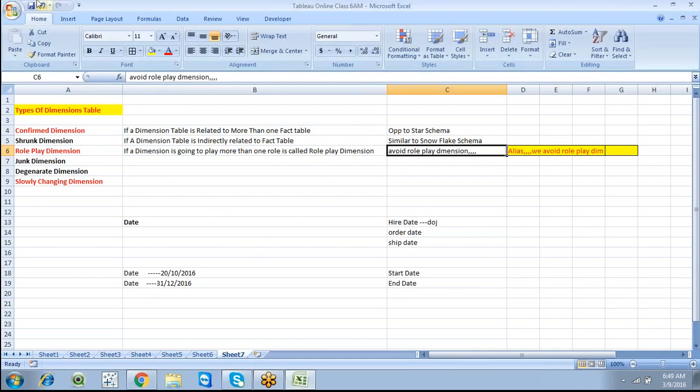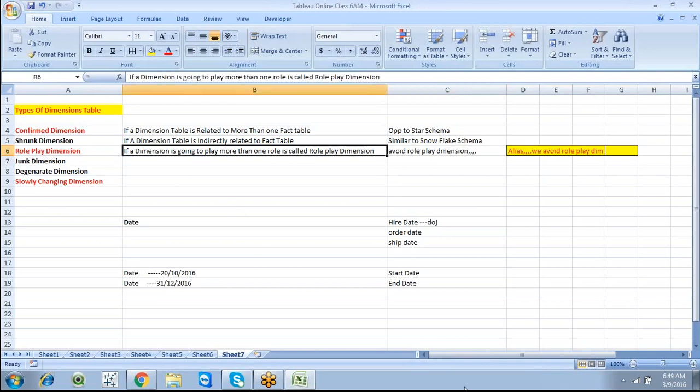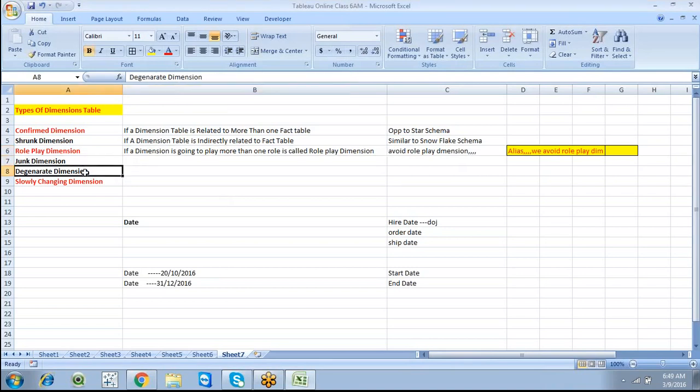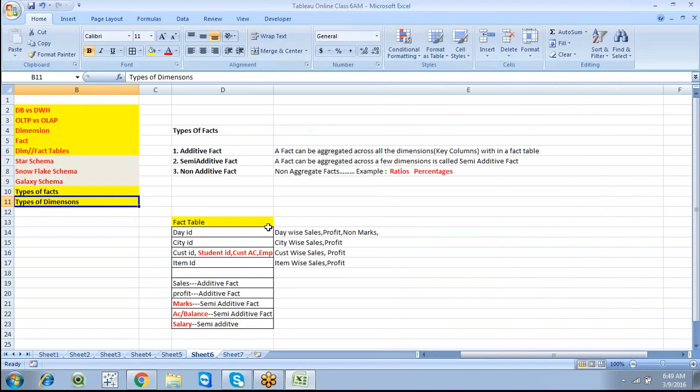This is important: whenever you have a role play dimension, you have to avoid it on the reporting side. That is one point. And we have concepts called junk dimension, degenerate dimension, and slowly changing dimension. We can discuss those tomorrow, but just go through these concepts: conformed dimension, role play dimension, and facts: additive fact, semi-additive fact, and non-additive fact.